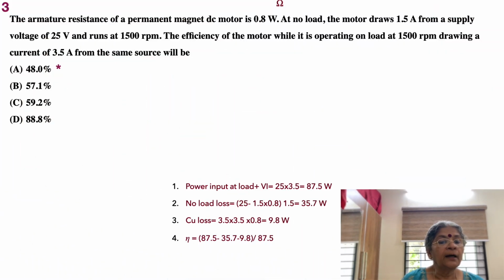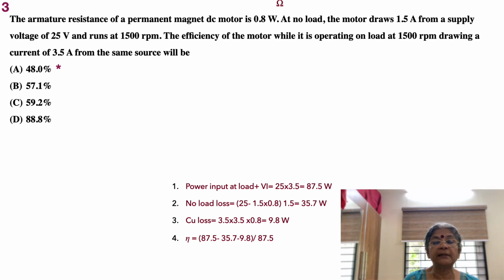Moving on to the third question. The armature resistance of a permanent magnet DC motor, so the field remains constant, is equal to 0.8 ohms. At no load, the motor draws 1.5 amps from a supply voltage of 25 volt and runs at 1500 rpm. So everything associated with no load is given. That is, it draws 1.5 amps from a supply voltage of 25 volt and runs at 1500 rpm. The efficiency of the motor is asked while it is operating on load at 1500 rpm.